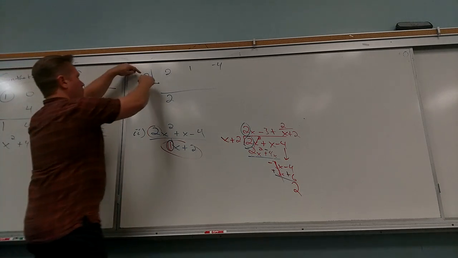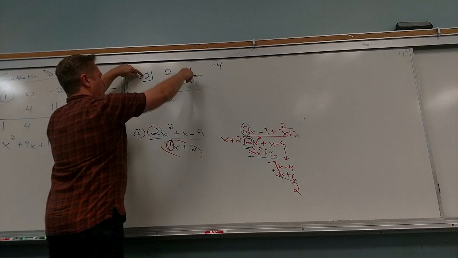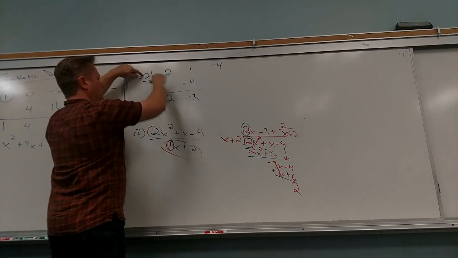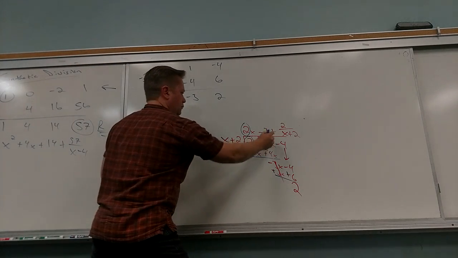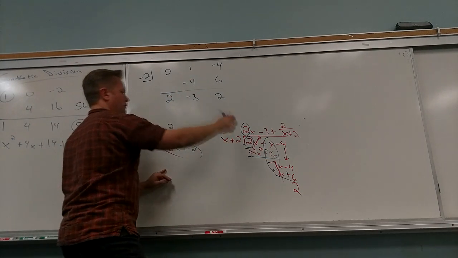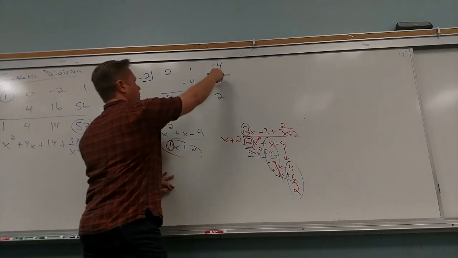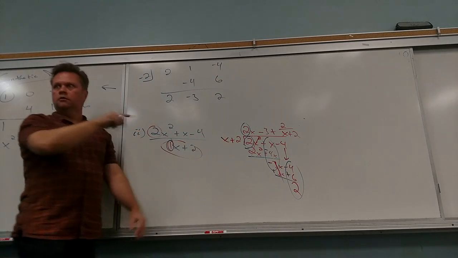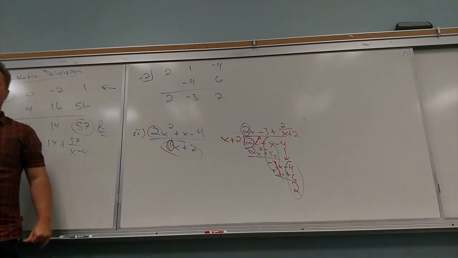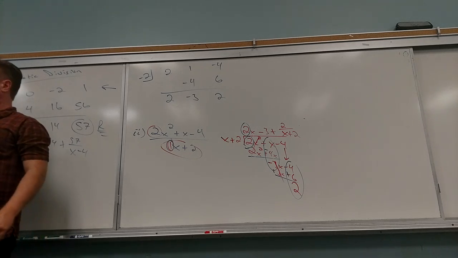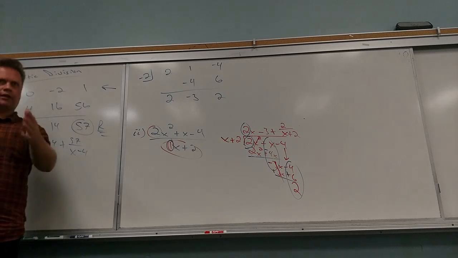And then what do we do? Multiply, add. Multiply, add. Is that the same stuff we got? 1 minus 4 is -3. -4 plus 6 is 2. But it just cuts away all the extra writing, right? That's the part that's a lot like a matrix.